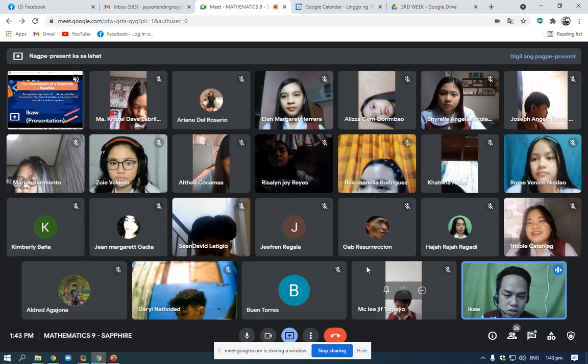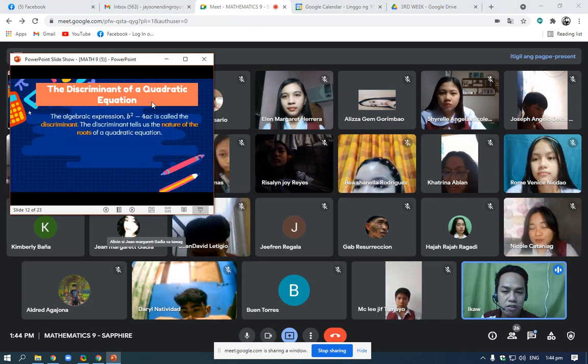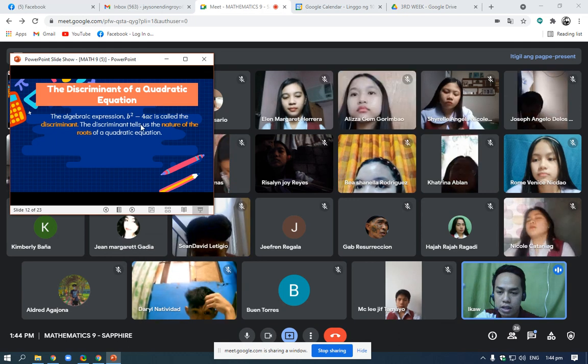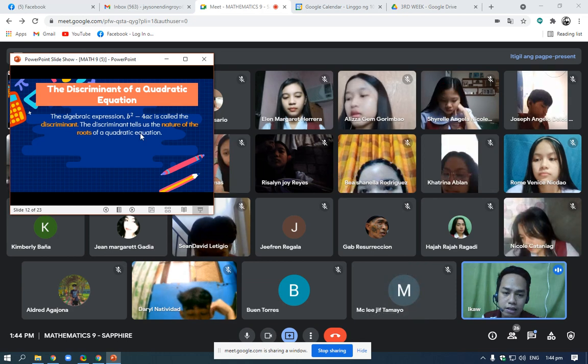Okay, sige po. Let us now proceed to the discriminant of a quadratic equation. The algebraic expression in our gear up activity a while ago, you have already seen: b squared minus 4ac. B squared minus 4ac is called the discriminant. The discriminant tells us the nature of the roots of a quadratic equation.